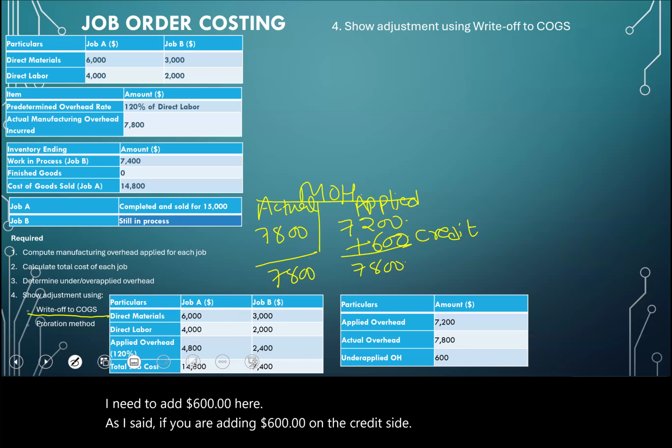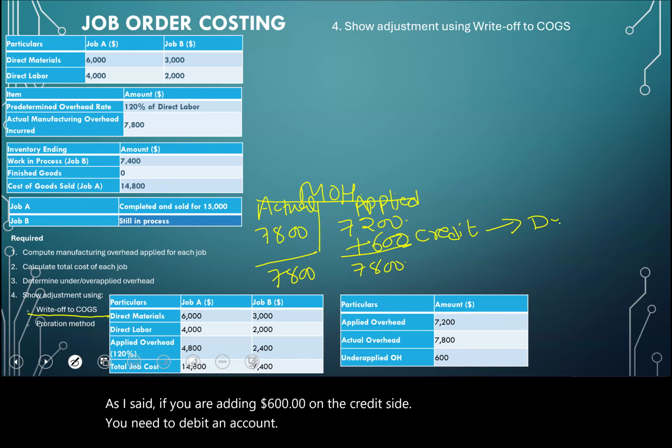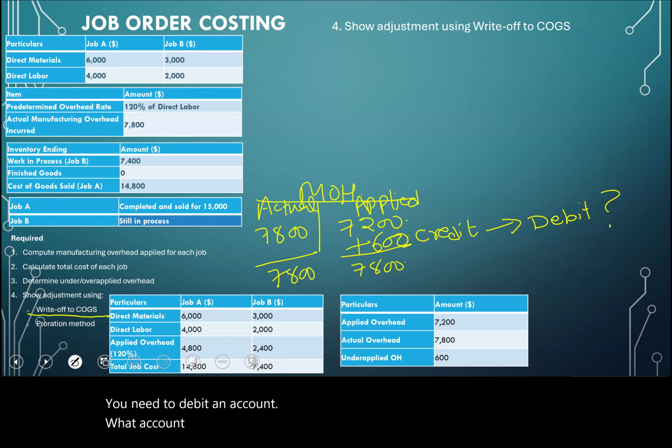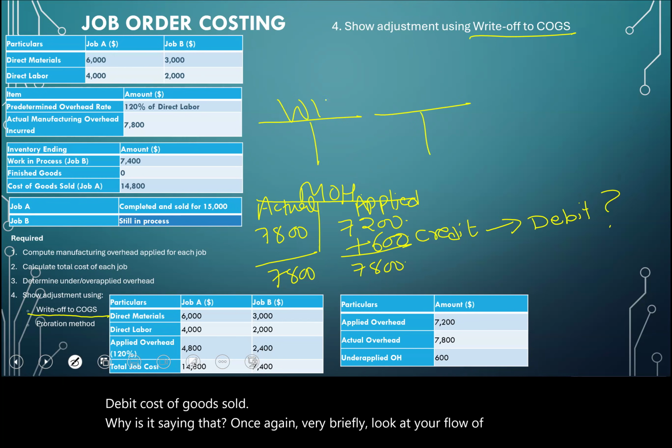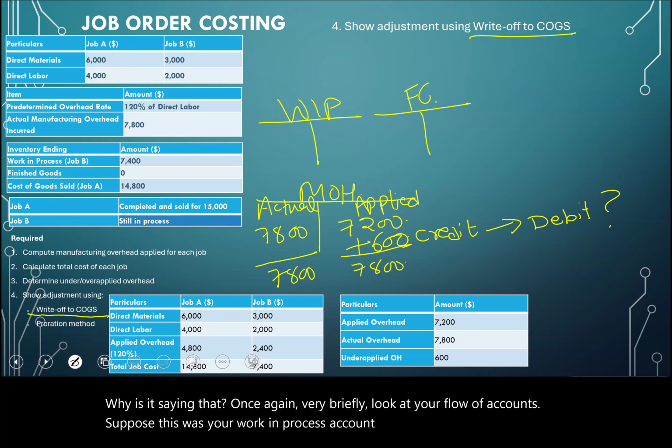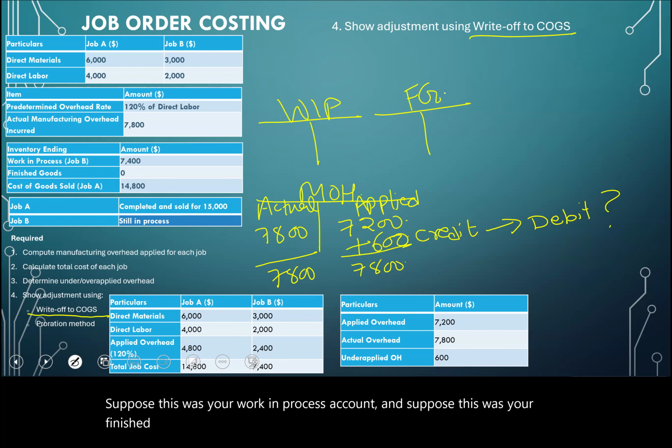As I said, if you are adding $600 on the credit side, you need to debit an account. What account should be debited? My question number one is saying debit cost of goods sold. Why is it saying that? Once again, very briefly look at your flow of accounts. Suppose this was your work in process account and suppose this was your finished goods account. Let's not worry about beginning and ending inventory.